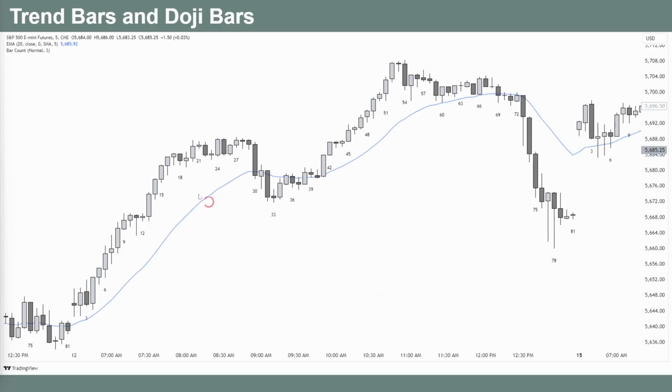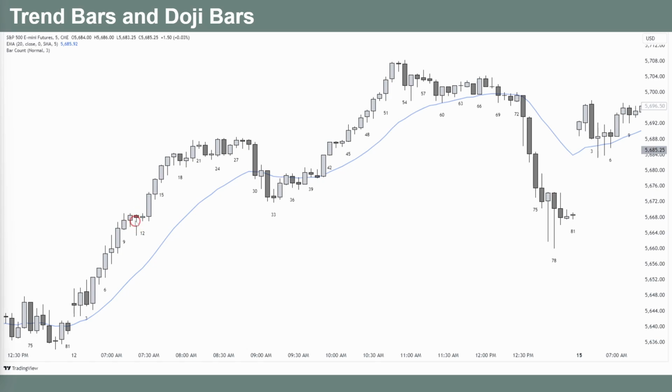This is a good chart to show trend bars and doji bars. Here we can see the breakout. These bars are orderly and the tails are small. This is a pullback bar with a bull body, so that's good for the bull trend, and they have strong closes.